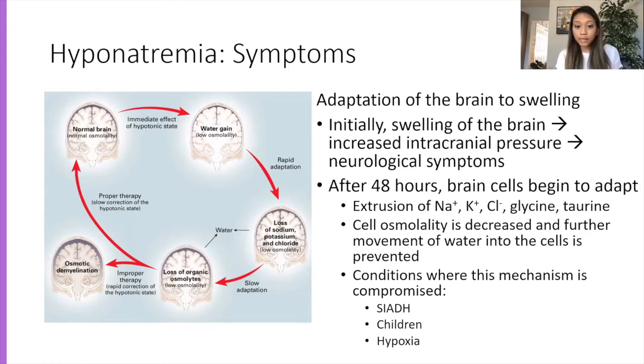But after 48 hours, the brain cells begin to adapt. They spit out sodium, potassium, chloride, glycine, and taurine, which are all osmotically active. By doing this, the osmolality is decreased in the cell, so you get water movement out. Conditions where this mechanism is compromised would be in SIADH, in children, and in hypoxia.